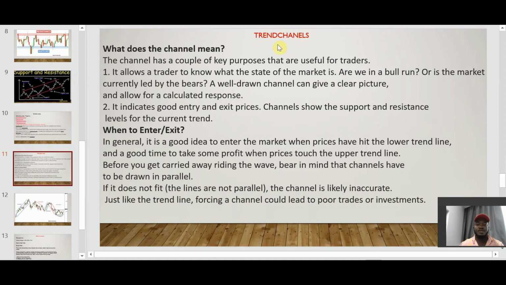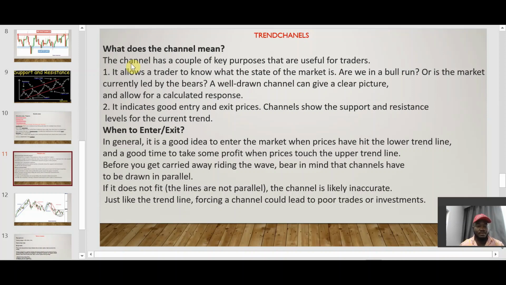Now we go on to the trend channel. What does a trend channel mean? The channel has a couple of key purposes that are useful for traders. It allows a trader to know what the state of the market is. Are we in a bull run, or is the market currently led by the bears? A well-drawn channel can give a clear picture and allow for a calculated response.